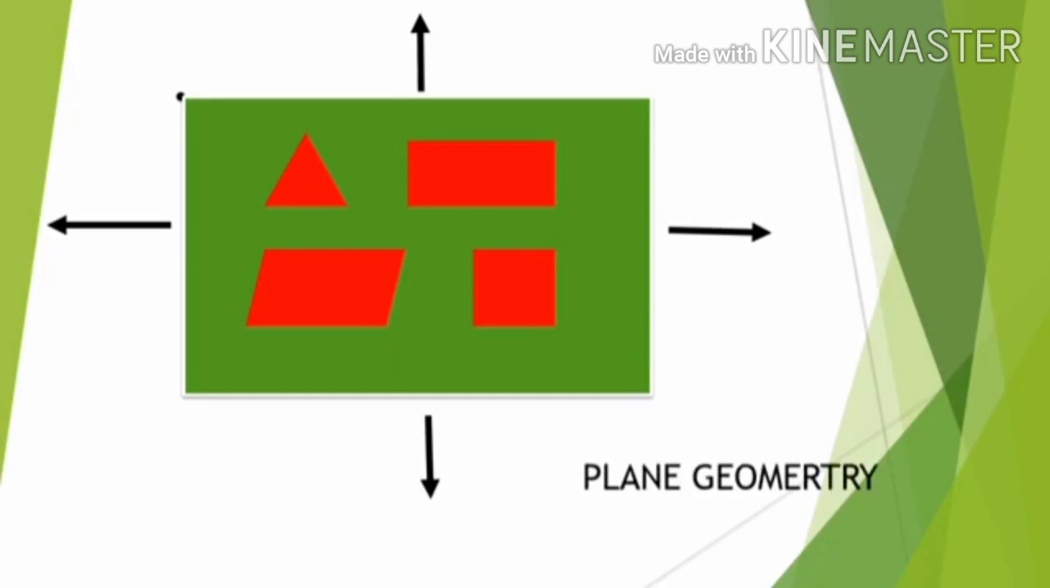Students, now there are two-dimensional flat surfaces, for example, triangle, rectangle, parallelogram, square, rhombus, circle, etc. These all are the parts of this plane. If we study these geometrical shapes in a plane, it is called plane geometry. But we are going to study coordinate geometry.